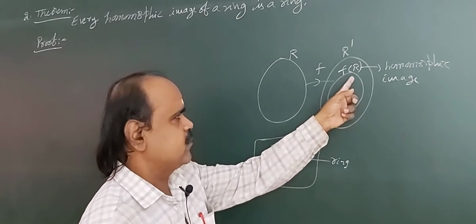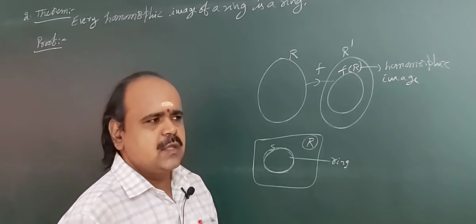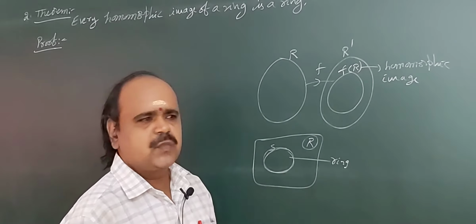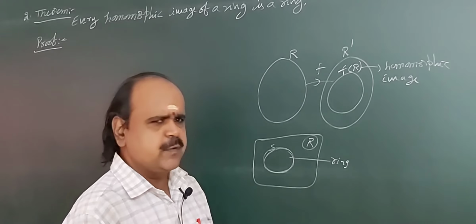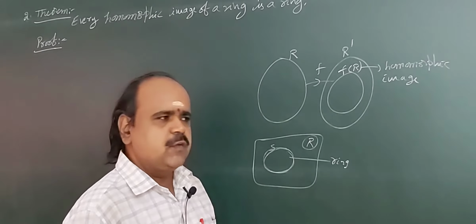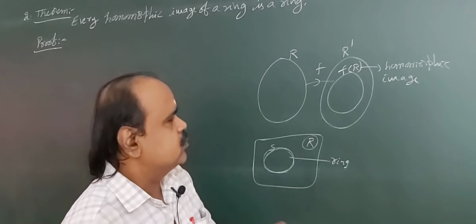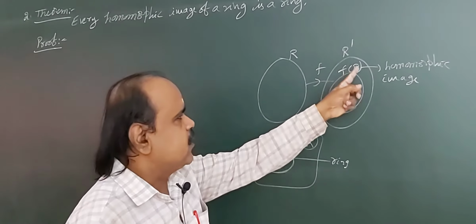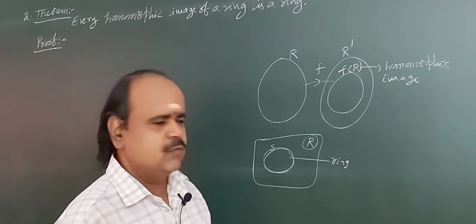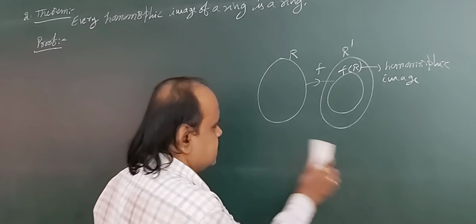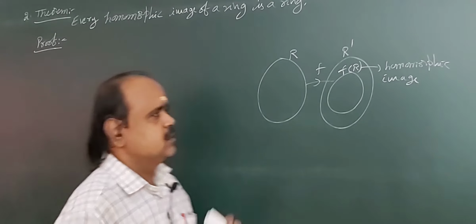Basically, we are going to prove f of capital R is a ring. By the definition, what is a ring? Under addition, an abelian group; under multiplication, a semigroup; together with distributive properties. Without verifying all these conditions of a ring, we just prove that if f of capital R is a subring of R dash, then directly f of capital R is a ring. So what we are going to prove: f of capital R is a subring of R dash.